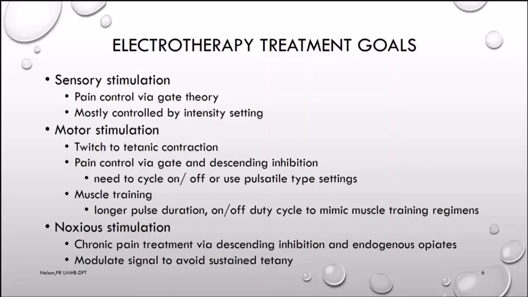Noxious stimulation is again used with chronic pain treatment, and we get both descending inhibition as well as turning on of the endogenous opiates. And we have to modulate the signal with that so that we avoid sustained tetany in the muscle.